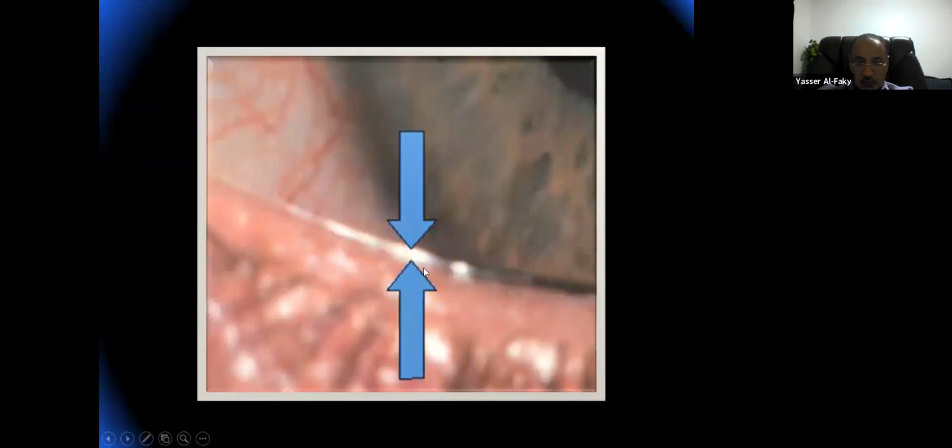Okay, this is what we call the tear meniscus, and how to evaluate the tear meniscus in a patient with watery eye. You can put the fluorescein to highlight it, and this is the tear meniscus between the posterior border of the eyelid margin and the ocular surface.